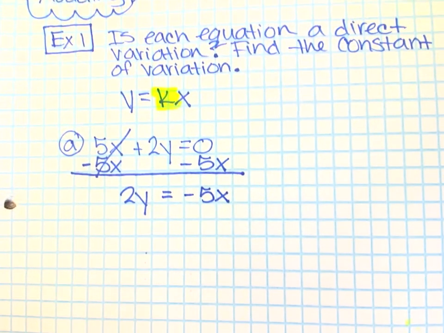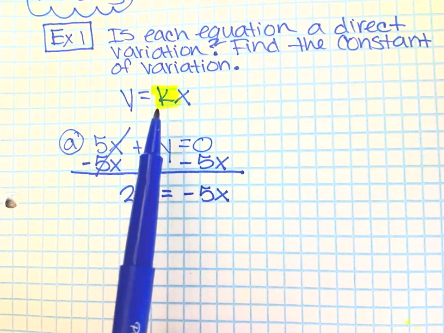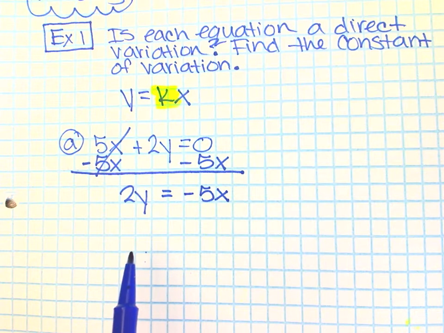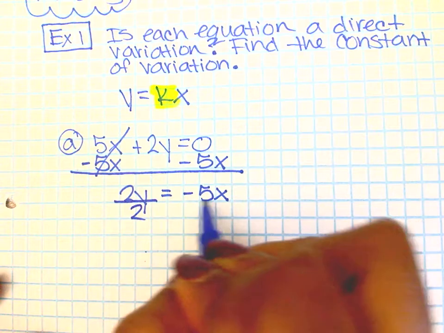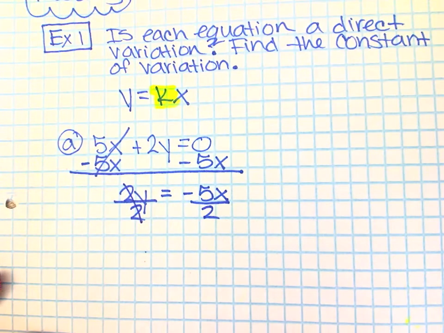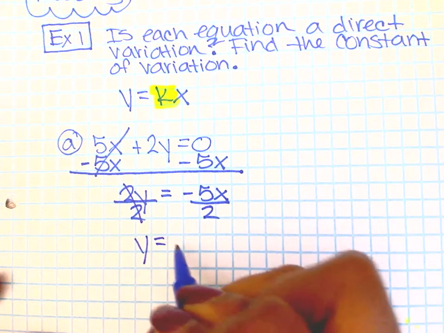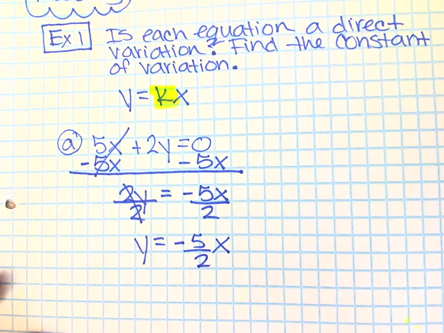All right, so now, does it look like this yet? No. So what do I need to do? I need to get rid of that 2, right? So if it's 2y, I'm going to divide by 2 on both sides. My 2's cancel. I'm left with y equals negative 5 over 2x. Does it look like that now?